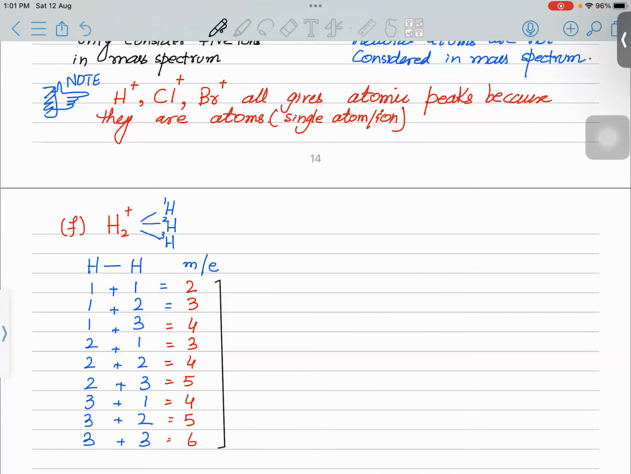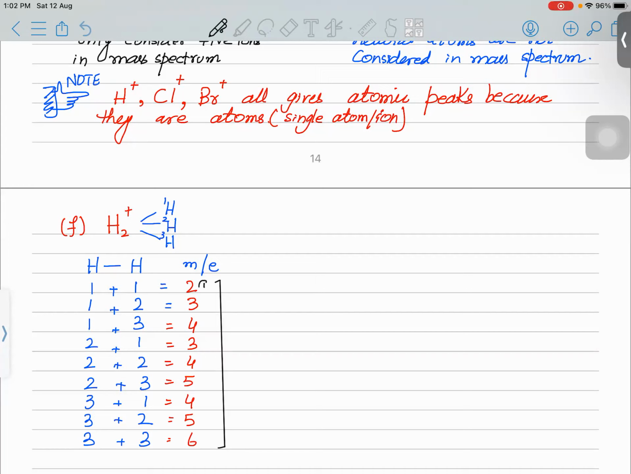Can you tell me the number of peaks? Are you listening? Number of peaks. 1, 2, 3, 4, 5, 6, 7, 8, 9. 9? 9. Now look at here.